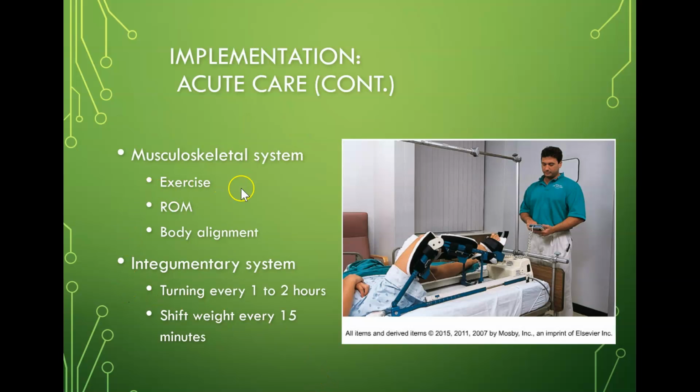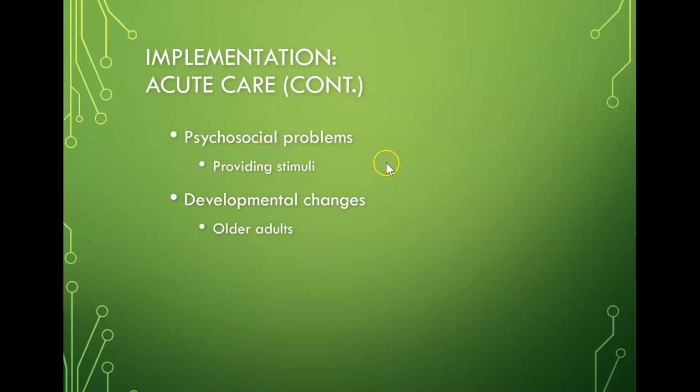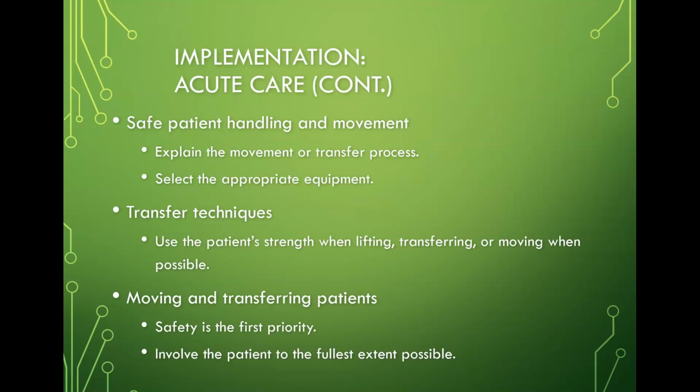So you need to exercise. They need to do range of motion. They need to do body alignment. You need to turn every 1 to 2 hours, shift weight every 15 minutes. You need to provide stimuli, whether there's television, whether there's music, whether there's people visiting them, and that type of thing. When you're transferring the patient, always make sure what you're going to do and always talk to the person and tell them what you're going to do.